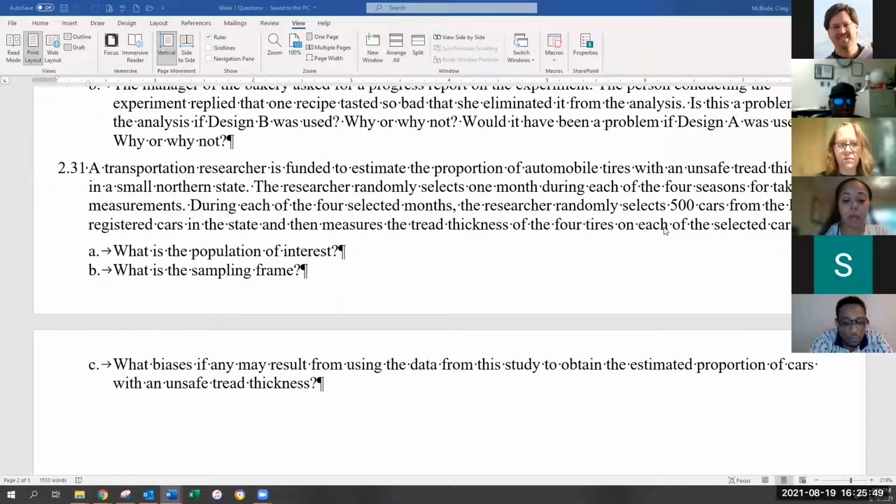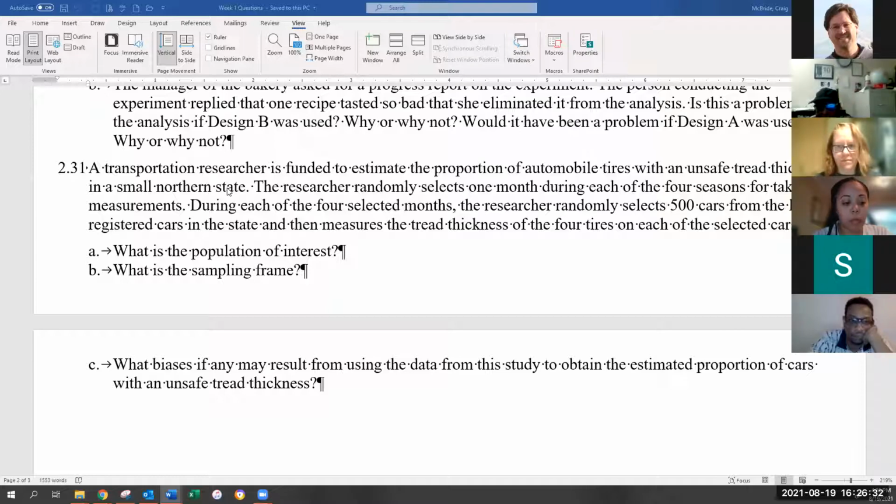The population of interest is basically all cars in the state, right? Because that's what they're interested in. They're interested in knowing what proportion of automobile tires with unsafe tread thickness are in their state. So their population of interest is just all of the cars in their state. The sampling frame is the 2,000 cars that they randomly chose, and then the biases come from that. So that's what a sampling frame is. It's not the tread thickness that you measured from the cars. It's not the tires. It's just the cars. It's the things that you took.